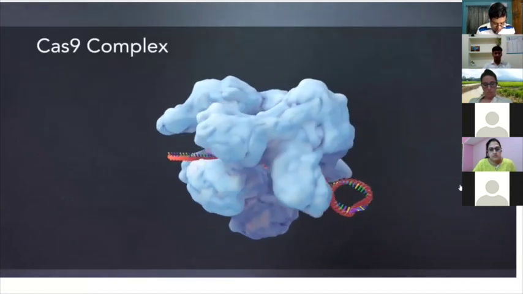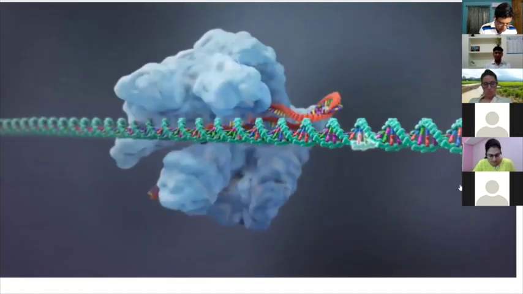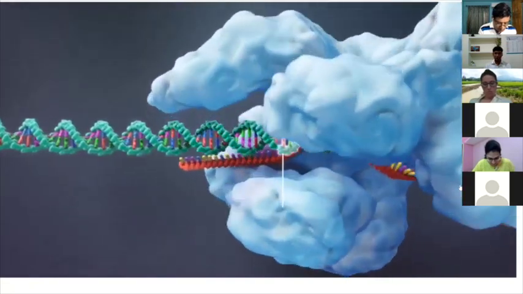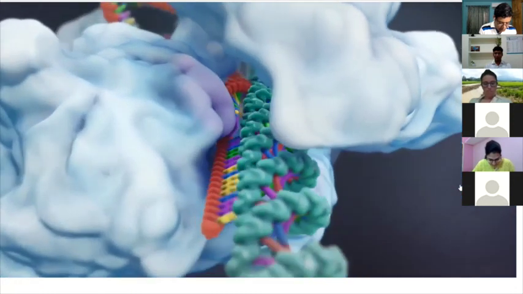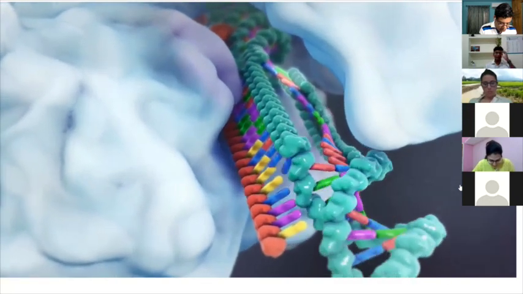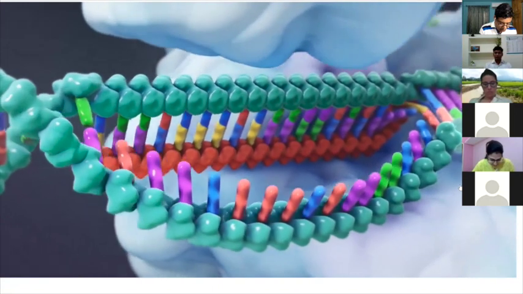First, Cas9 has to locate and bind to a common sequence in the genome called a PAM. Once the PAM is bound, the guide RNA unwinds part of the double helix. The RNA strand is designed to match and bind a particular sequence in the DNA. Once it's found the correct sequence, Cas9 can cut the DNA.